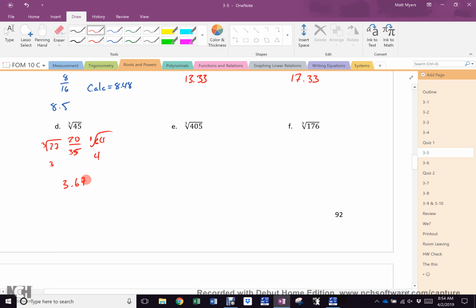Cool? What about this one? Right. 343, which is 7, and 512, which is 8. This is approximately what? 180? Are we happy with 180? Okay. And this is approximately 60, yeah? Well, 60 over 180 is 1/3, 7.33. And then you guys can do the last one, that's fine.